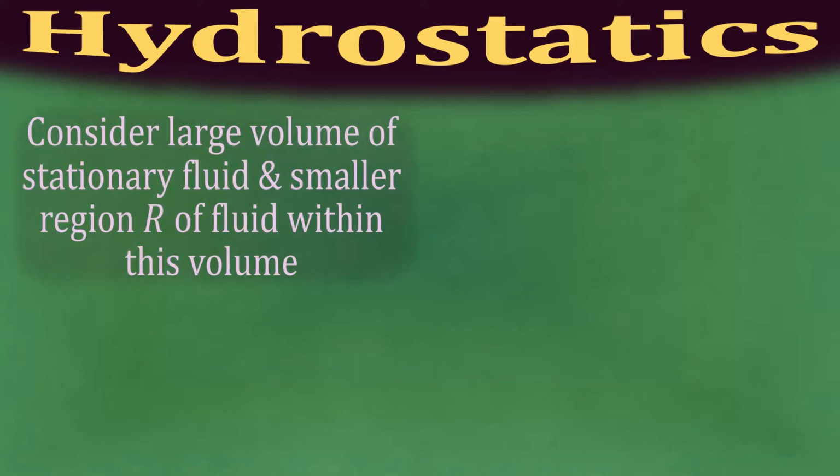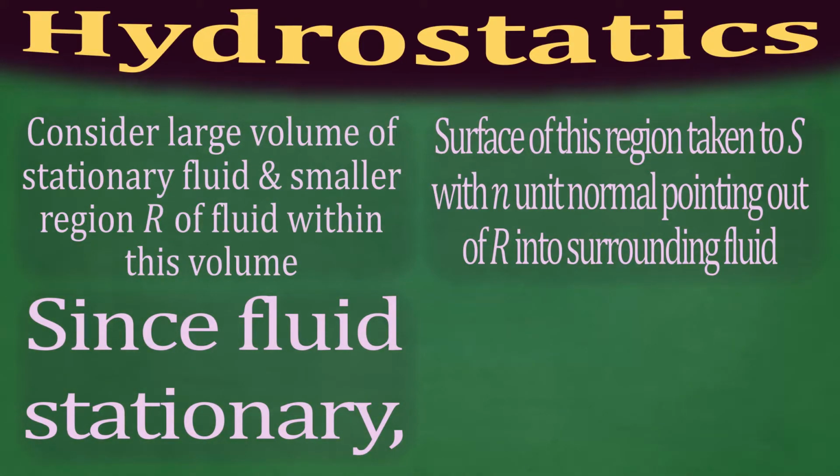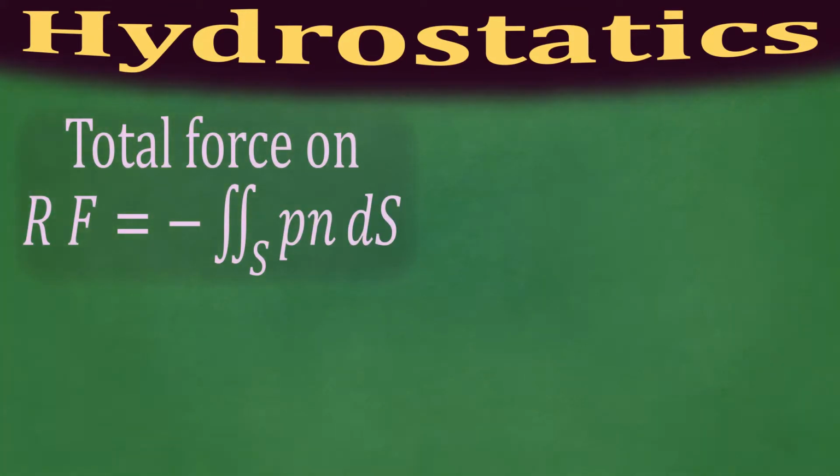Consider a large volume of stationary fluid and a smaller region R of fluid within this volume. The surface of this region is taken to be S, with n, the unit normal, pointing out of R into the surrounding fluid. Since the fluid is stationary, the weight of the fluid in the volume must be balanced by a force on R due to the pressure P of the surrounding fluid. We have that the total force on R is F, which is equal to minus the double integral over S of Pn dS, and applying the scalar divergence theorem, this is equal to minus the triple integral over R of grad P dV.